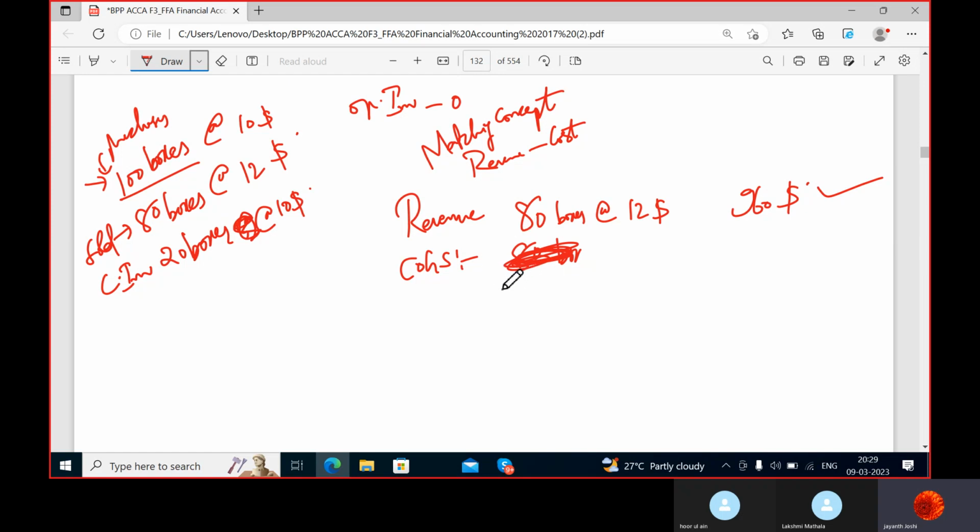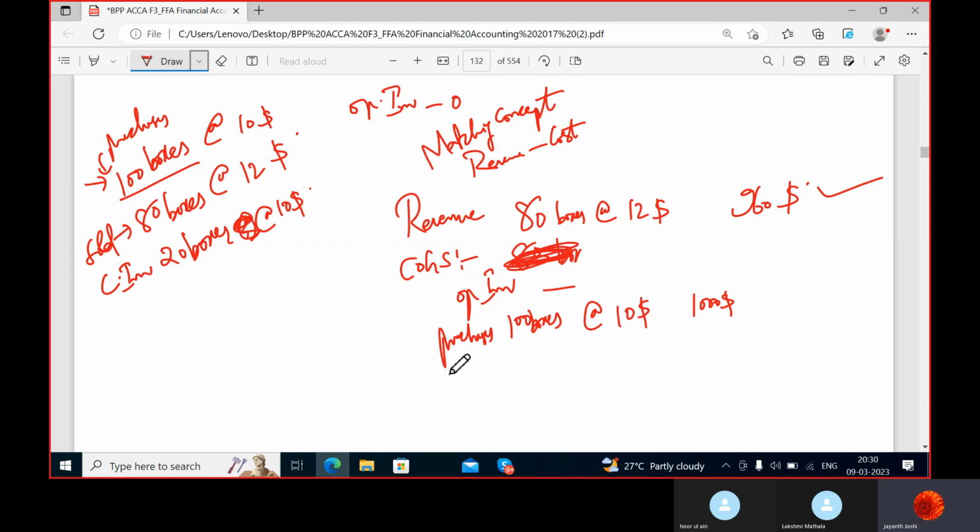Okay, how? See, I'm proving the COGS formula. Opening inventory nil. Purchases. How many boxes did I purchase? 100 boxes. So 100 boxes at the rate of $10. So my purchase is how much? $1,000. How many boxes? I haven't sold 20 boxes. Am I right? And I should not recognize the revenue for 20 boxes, correct? Because I did not sell them.